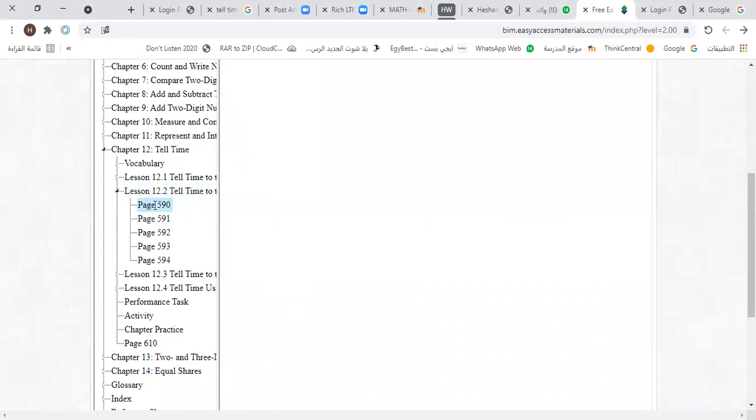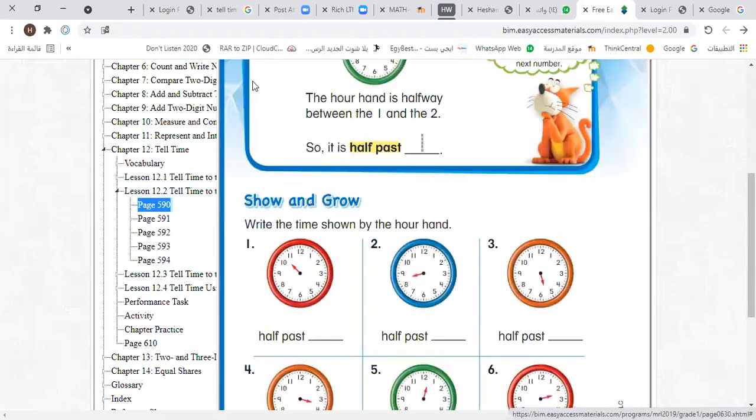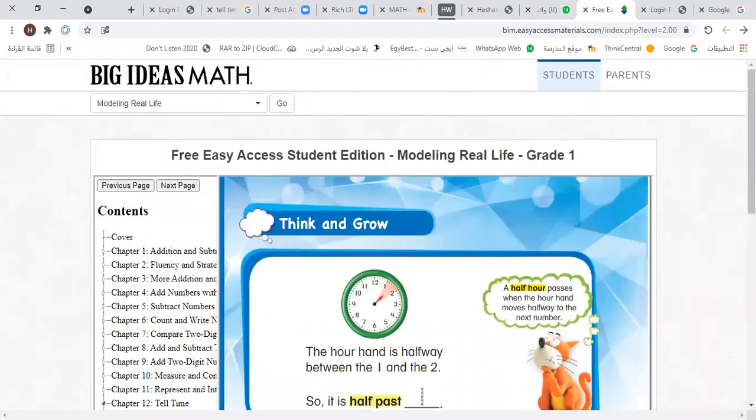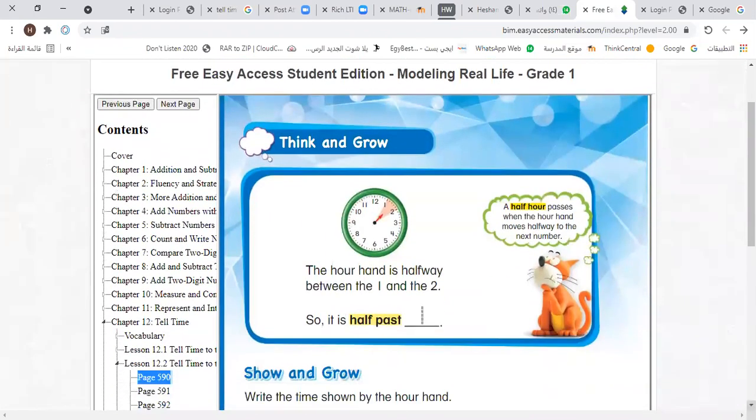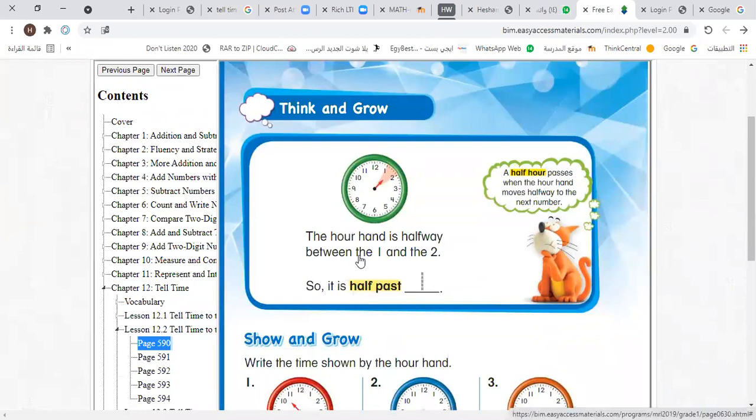Before answering question number 1, let's read this example. Here we have this clock, and the hour hand is at the halfway between 1 and 2. So is it half past 1 or half past 2? It's half past 1. Take the previous number. It's half past 1, not half past 2.